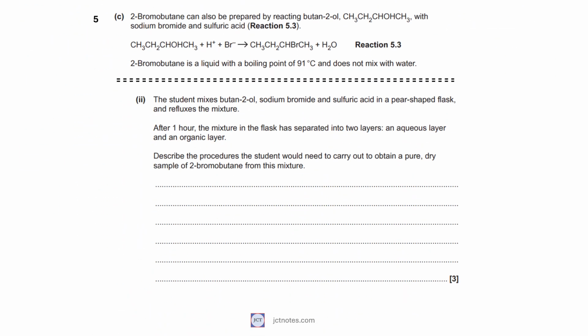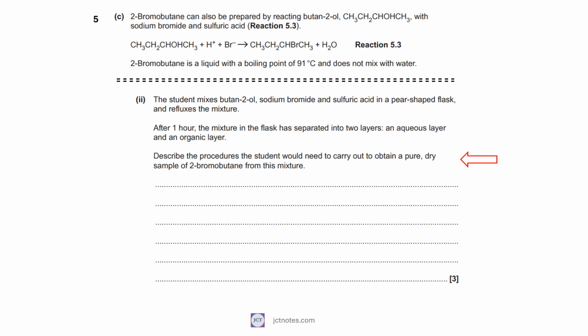In the second question of question 5C, the student mixes butan-2-ol, sodium bromide, and sulfuric acid in a pear-shaped flask, and refluxes the mixture. After 1 hour, the mixture in the flask has separated into two layers, an aqueous layer and an organic layer. We are asked to describe the procedures the student would need to carry out to obtain a pure, dry sample of 2-bromobutane from this mixture.